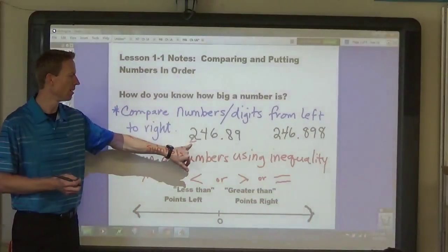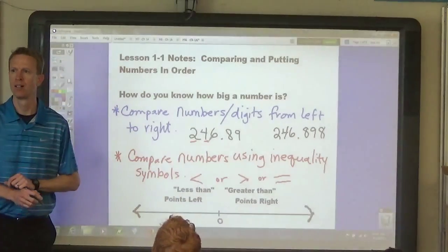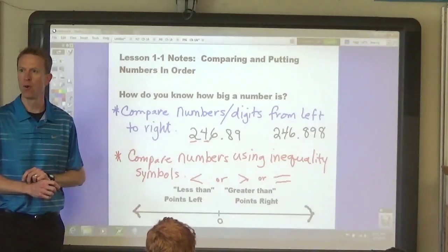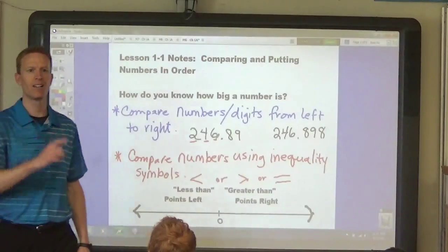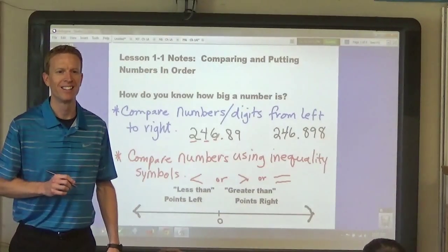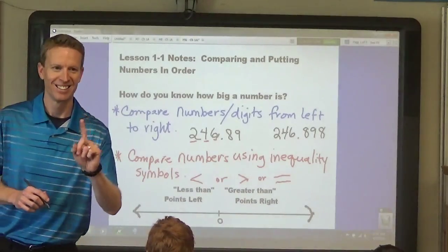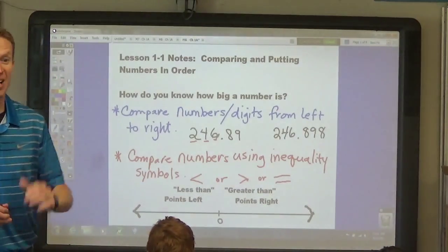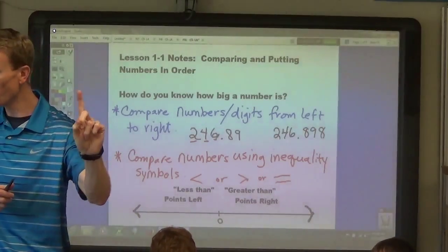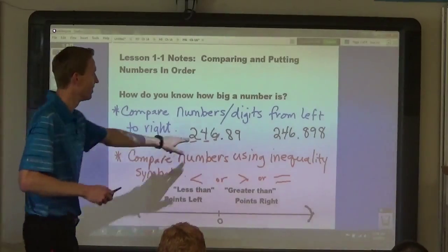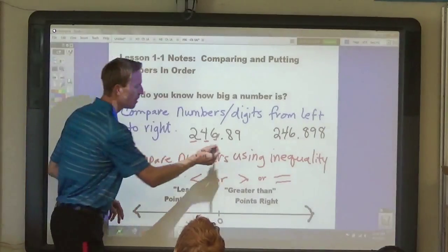This is 200. The 4 is worth how much? Alex? 40. The 6 is worth, Brett? 6. 6 what? But it's in the one. Yeah. Say it. 6 ones. This was 4 tens. This was 2 hundreds.